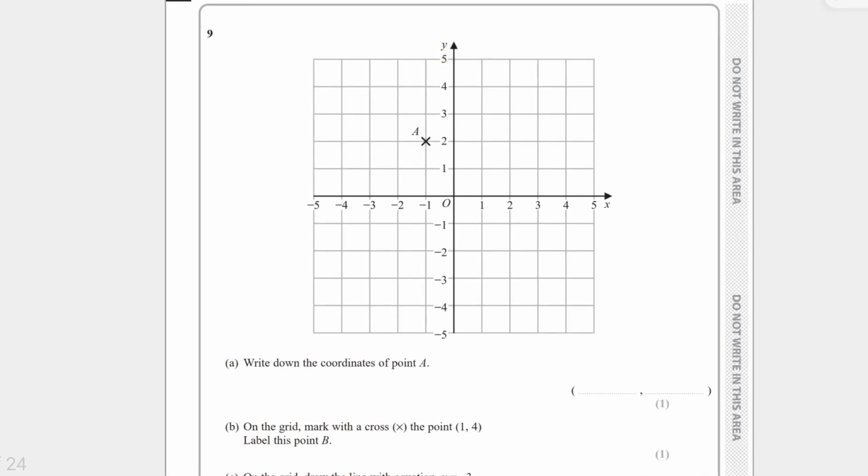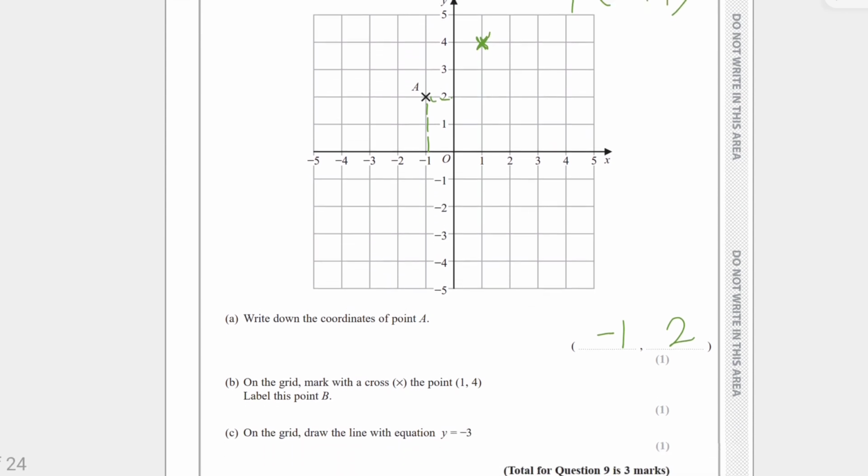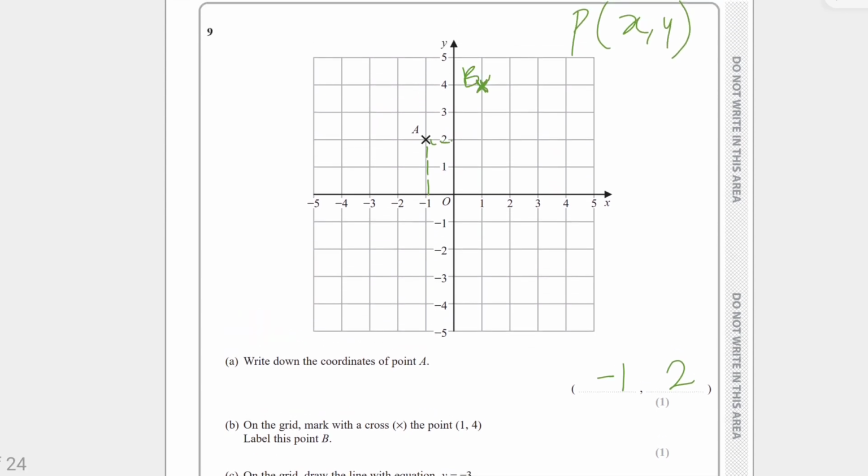Write down the coordinates of point A. We can see from here that the coordinate of any point is (x, y). So our x for point A is -1, and our y is 2, as we can see from here. On the grid, label the point with coordinates (1, 4). So x is 1 and y is 4. So it's going to be right here. This is point B.